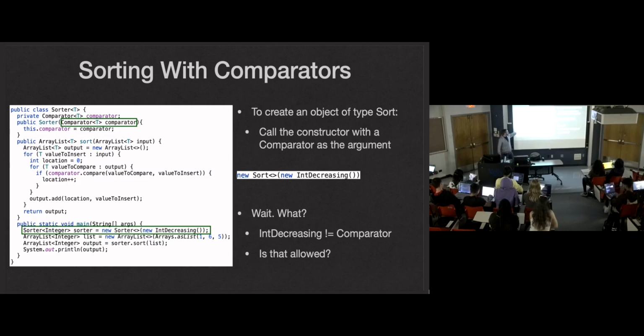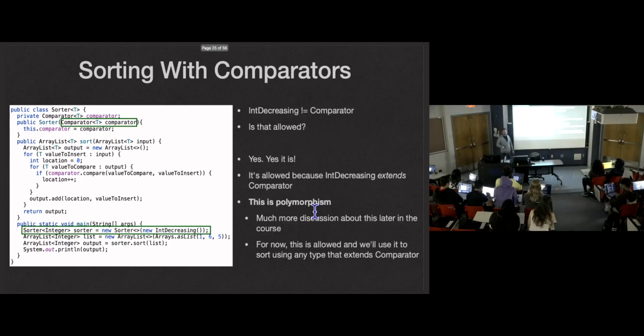All right, so we have one potential problem here. I have a constructor that takes a reference to a comparator, and I'm giving it a reference to an object of type int decreasing. But Java is strongly typed. The type of the argument has to match the type of the parameter. This variable can only store a comparator of T, and I'm giving it an int decreasing. Why are we doing this? Is this even allowed? Yes, it is allowed. This is perfectly valid, perfectly legal. Even though the types don't match, we're still good.